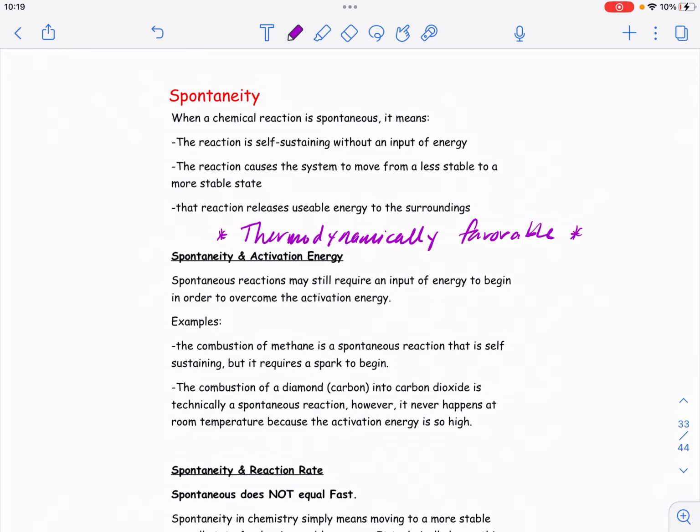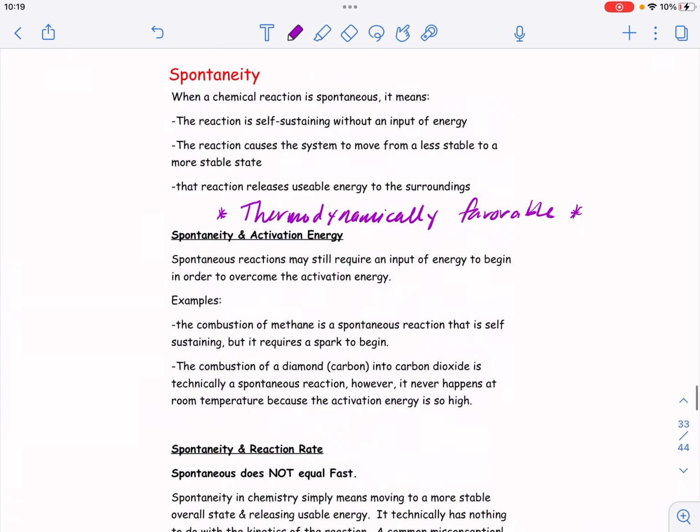Okay, so what does it actually mean for a chemical reaction to be spontaneous? It means that the reaction, or the change, is self-sustaining without an input of energy. The reaction causes the system to move from a less stable to a more stable overall state, and the reaction releases some kind of usable energy to the surroundings.